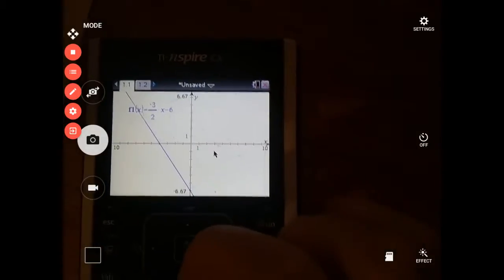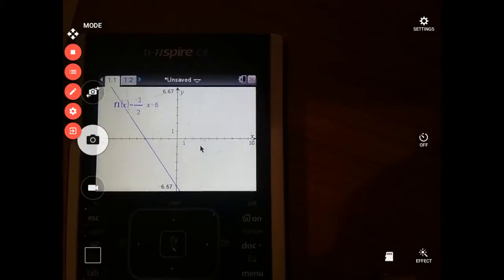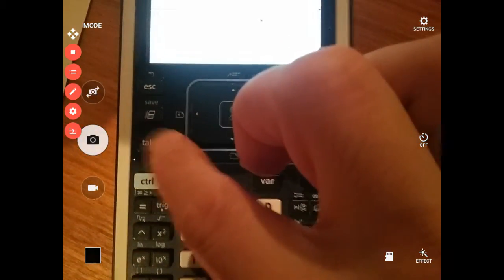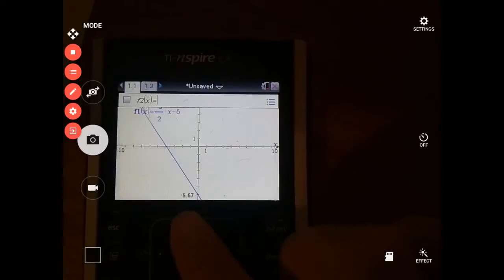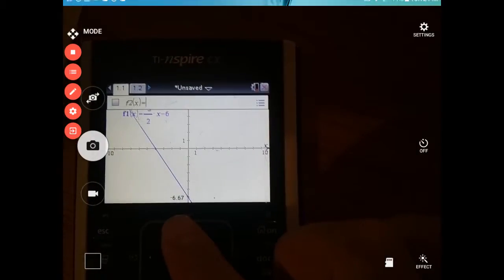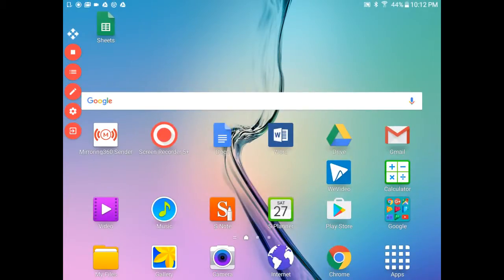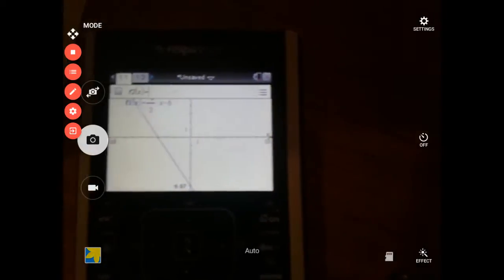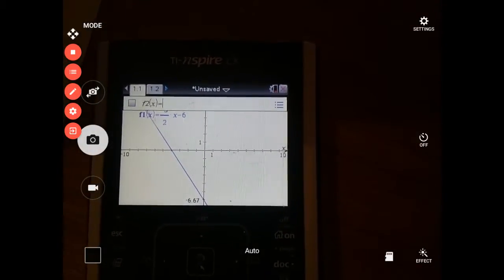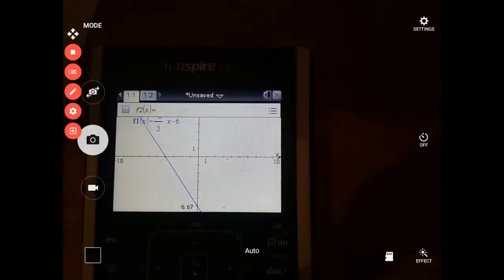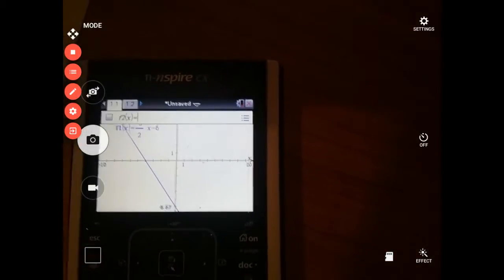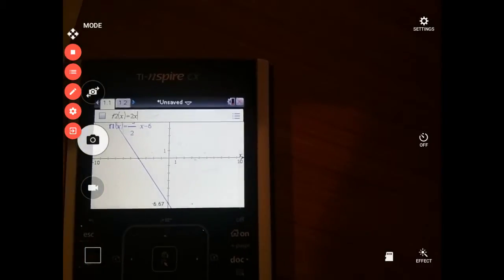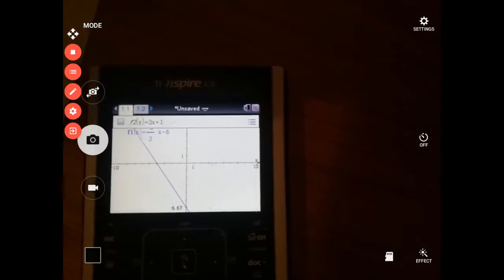Now, notice that you can't just type in another equation here. It's kind of crappy, but if you hit the tab button right there, your entry line is back. And it automatically goes to the next graph, f2 of x. So f2 of x, we want to graph the second equation. Remember that was 2x plus 1, so 2x plus 1.